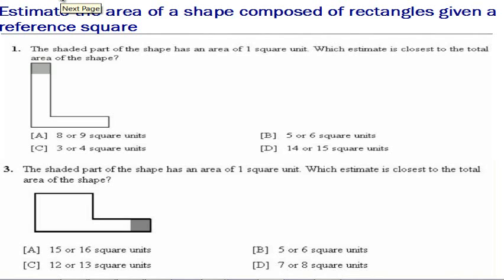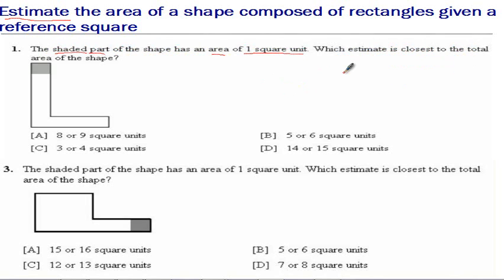Okay, this is a tricky one, students. Estimate the area of a shape. So we have to estimate the area of a shape composed of rectangles given a reference unit. Again, here's where it gets kind of tricky, guys. The shaded part of the shape has an area of 1 square unit. Which estimate is closest to the total area of the shape?